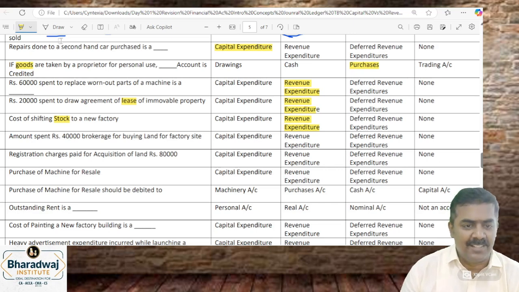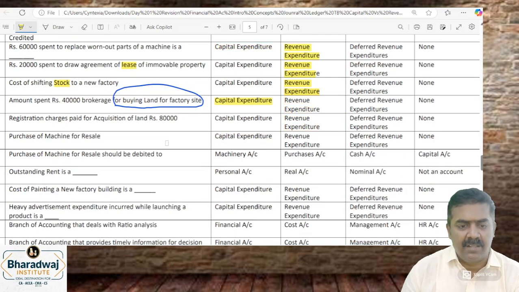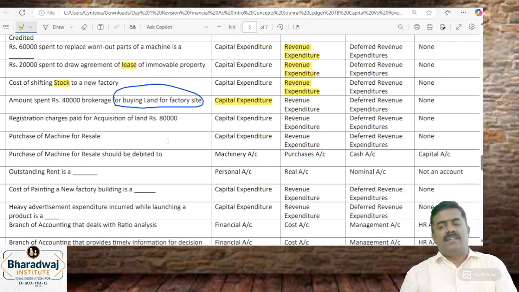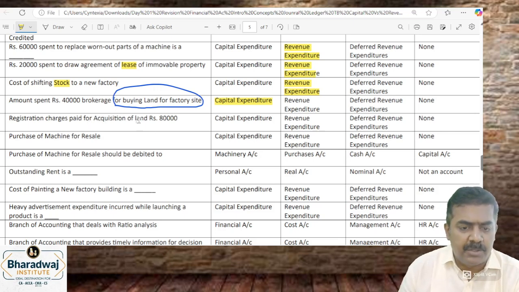Then 40,000 spent on brokerage. If we stop there, we would put revenue expenditure. No, it is brokerage paid for buying the land for factory site. It is which expenditure? Capital expenditure. It is part of cost of the land. Then registration charges paid for acquisition of land. It is part of cost of the land. Capital expenditure.